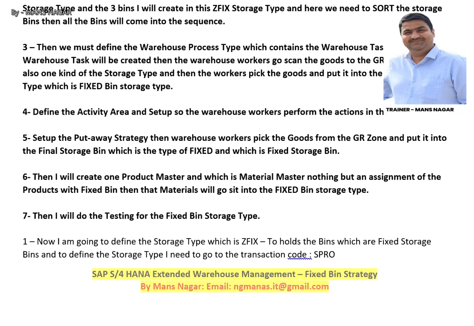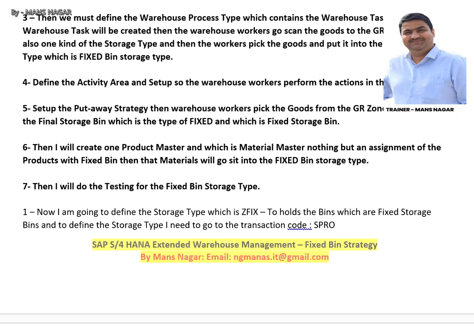Now we go to the fourth step. Define the activity area and setup. So the warehouse worker performs the action in the warehouse. Activity means I explain actions. Set up the put away strategy. Then the warehouse worker picks the goods from the GR zone and puts it into the final storage bin, which is of the fixed storage type. Okay. And which is the fixed bin storage bins.